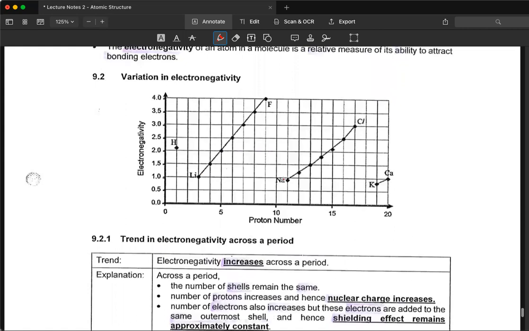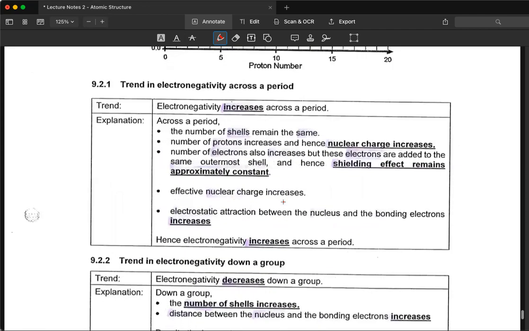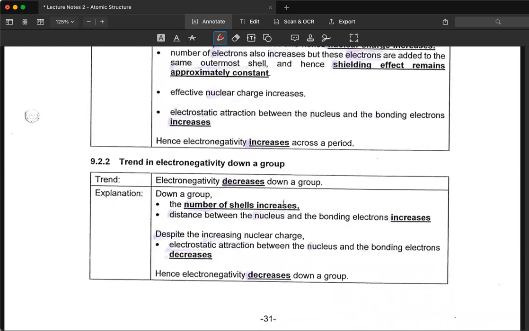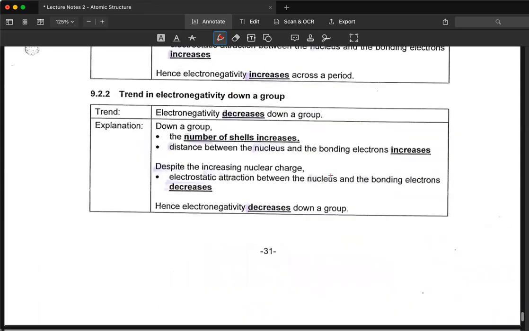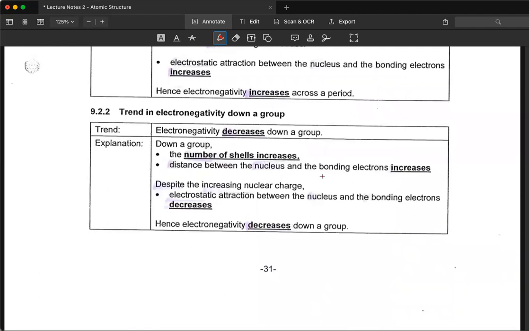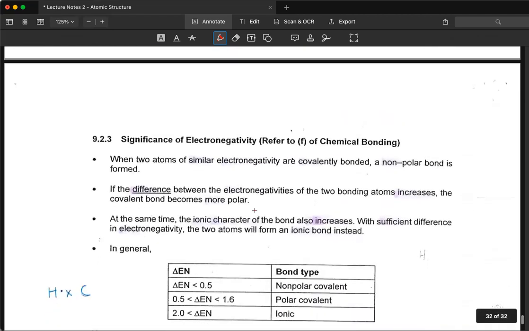But down a group, you see that electronegativity decreases. Yes, it decreases: lithium, sodium, potassium. Why? Because when the number of shells increases, the distance between the nucleus and the bonding electrons, not valence, bonding, because electronegativity is defined based on bonding electrons, so we have to be careful with the terms we use here, increases. Despite the increasing nuclear charge, this factor is not significant here. The number of shells and the distance are more important. The electrostatic force of attraction between the nucleus and bonding electrons decreases, so electronegativity decreases.